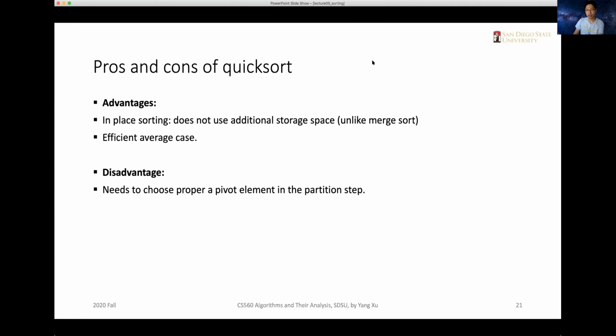Okay, so to recap, Quicksort has quite a lot of advantages: quite an efficient average case, and it doesn't use additional storage space, unlike merge sort. But we can consider the choice of a pivot to be a disadvantage. If we don't know the distribution of the input sequence, say we don't know how the numbers are generated, then we need to bring more randomness in choosing the pivots. So that is the first part for the sorting algorithms, which is the quicksort algorithm.